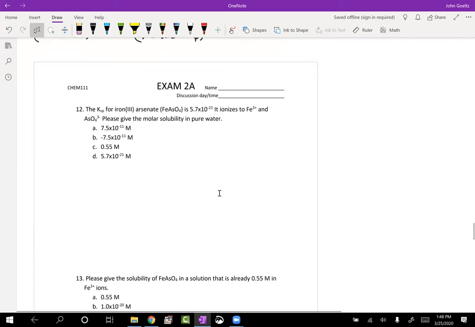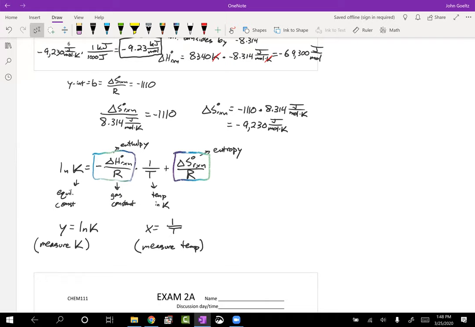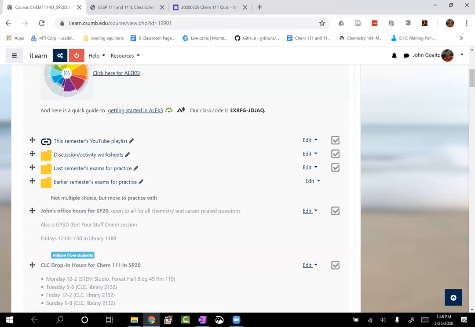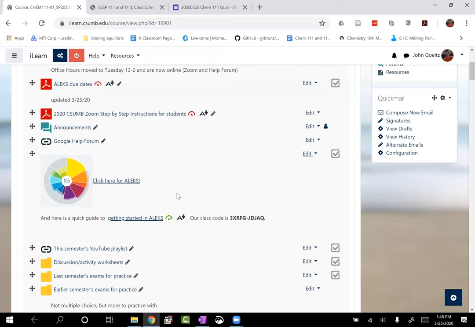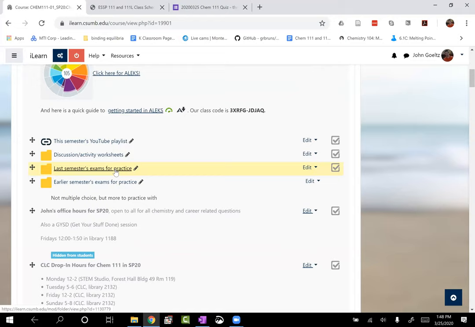What would I do now? The ALEKS is pushed back a little bit, so go double check the due dates on iLearn there, but actually let's do that, let's go to iLearn now. So while we're here, for more practice on thermodynamics, you will of course do the ALEKS, that'll be good. But the last semester's exam, that's the one we were just going through.